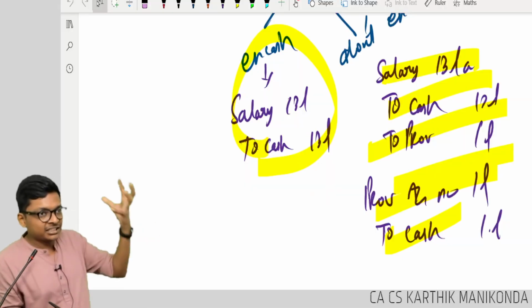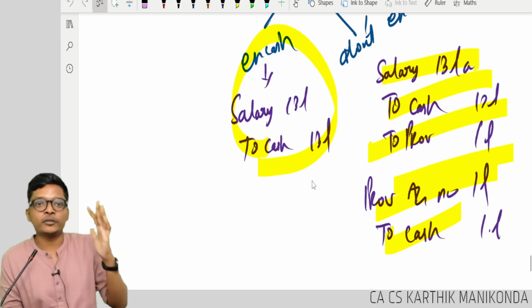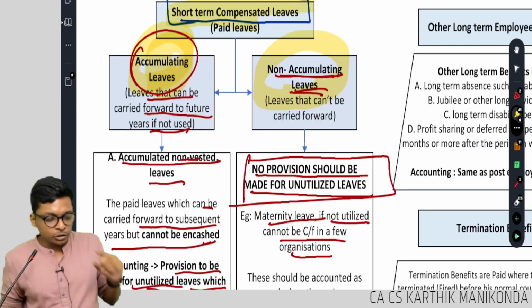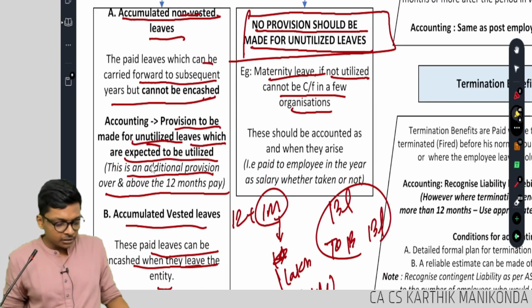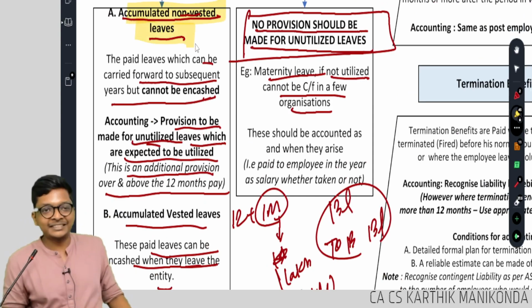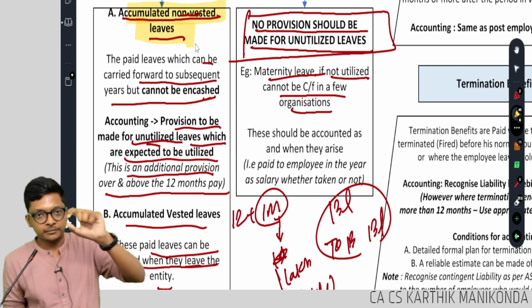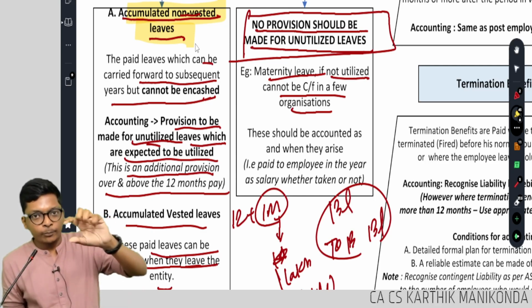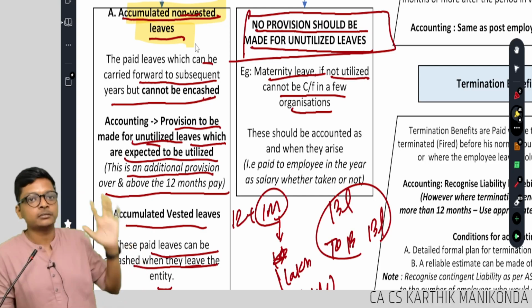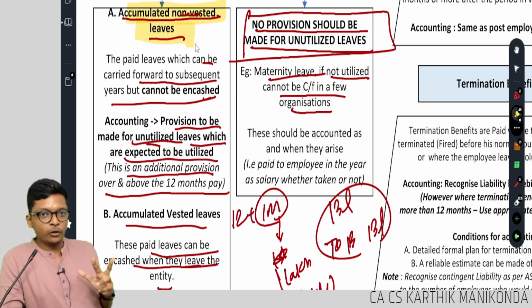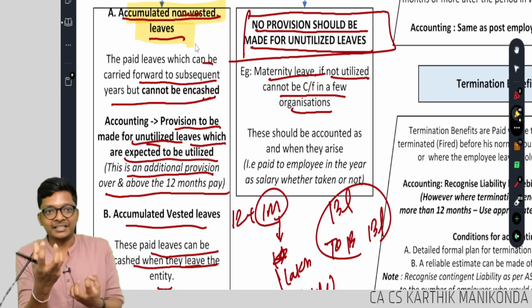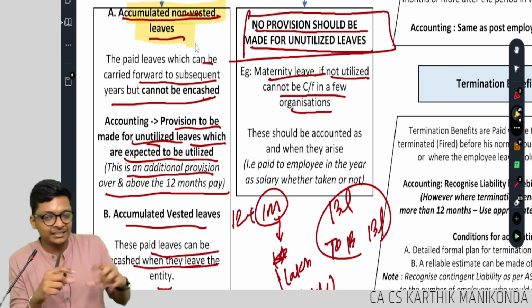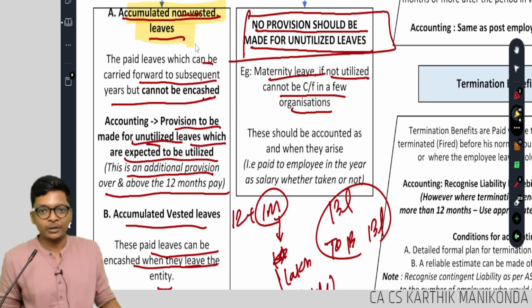If you take the cash, cash entry. If you don't take, create provision. Only if it's non-encashable. Which one? Accumulated non-vested leaves, we saw the full accounting. You create a provision, provision will be utilized in the year you use it. Are you following? That's the case where first year we got 13 lakhs debit, second year we got 11 lakhs, cash paid was different. Are you understanding, guys?